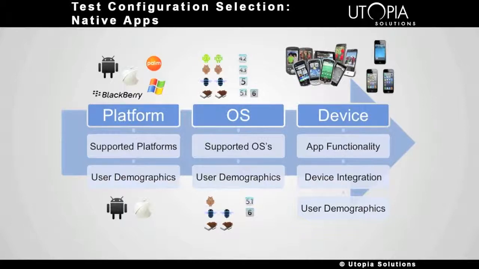We need to look at the app functionality to understand how the device will be used, how it might be affected by screen size, resolution, orientation, processor requirements, etc. We then need to look at how the app integrates with the device. What type of features does it use, such as location services, accelerometer, camera, etc. And finally, we can again look at user demographics to understand what devices are prevalent in our prospective user base.